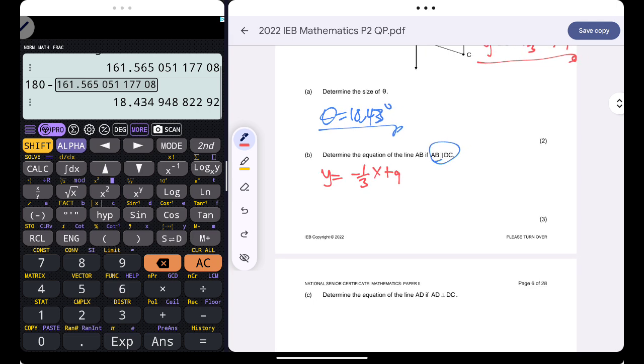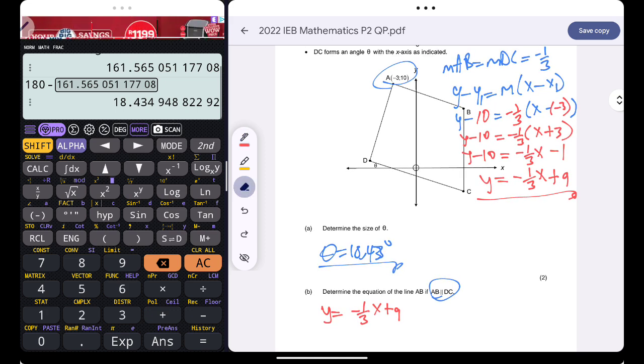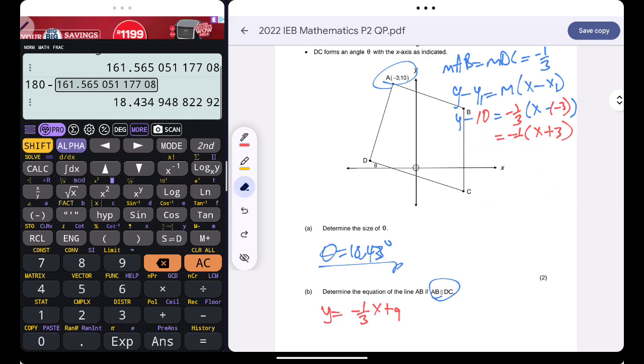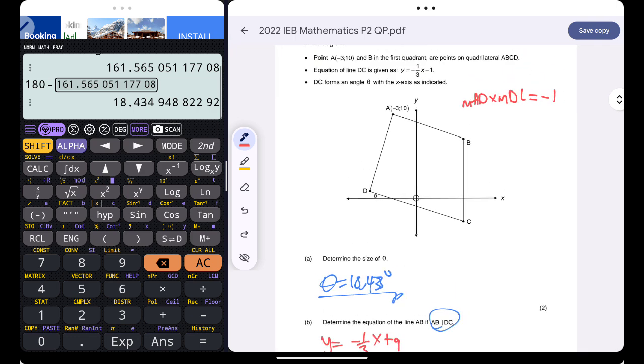Now I'm supposed to determine the equation of line AD if AD and DC are perpendicular. Please note, guys, that if you have perpendicular lines, it simply means that the product of your gradients is negative 1. I'm told that AD and DC are perpendicular. It simply means that the gradient of AD multiplied by the gradient of DC should always be equal to negative 1. Remember that I do have the gradient of DC.